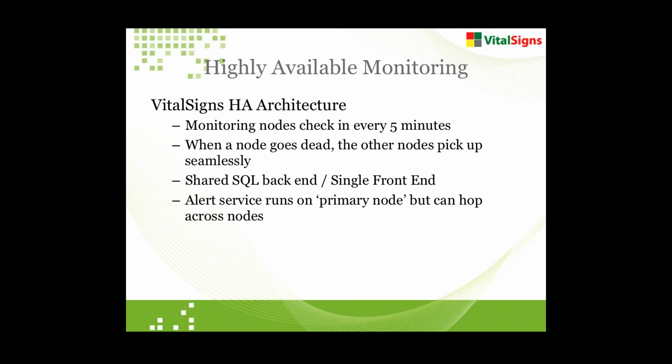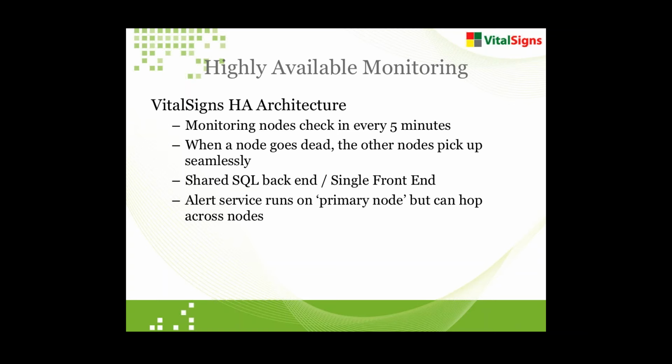So the architecture is that the various monitoring nodes check in every 5 minutes or so, and if a node goes dead, the other nodes pick up seamlessly. So they'll pull from the SQL table what was the last status of the server, so it knows that it was low disk space or whatever. You shouldn't see any indication of the fact that it failed over. And the way we accomplish that is through a shared SQL backend. So even though you have multiple nodes, they're reading the configuration from a single SQL backend, and they're writing the results back into a single SQL backend.